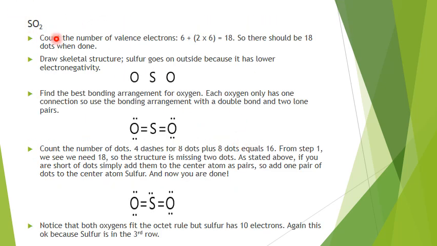Okay, SO2. Count the number of valence electrons. Sulfur is 6, and each oxygen is 6 also, so it's 6 plus 2 times 6, which is 18. Skeletal structure. And we're going to take care of oxygen first.